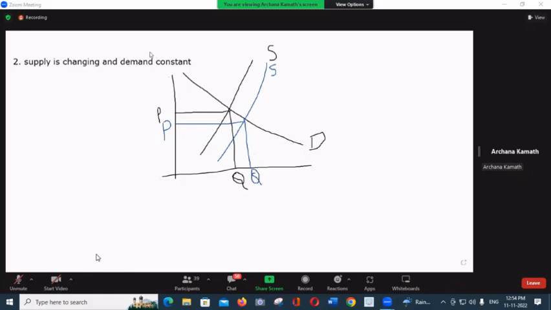Same way, supply is falling or reduced supply, leftward shift of the supply curve. This causes the price to increase and equilibrium quantity to fall. So a leftward shift of the supply curve will have increased price and reduced equilibrium quantity.